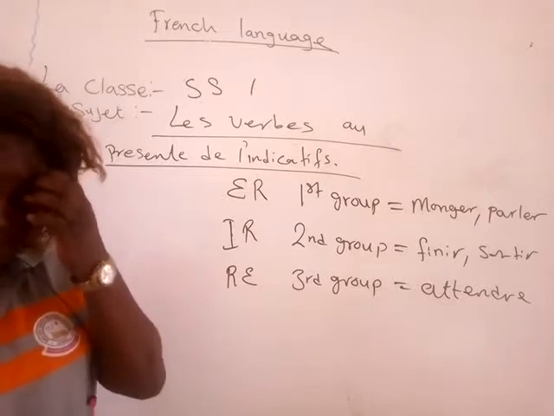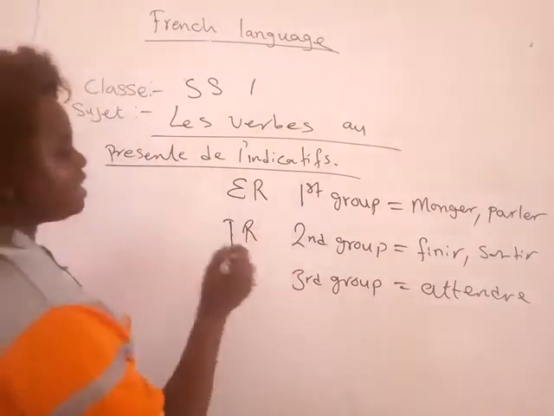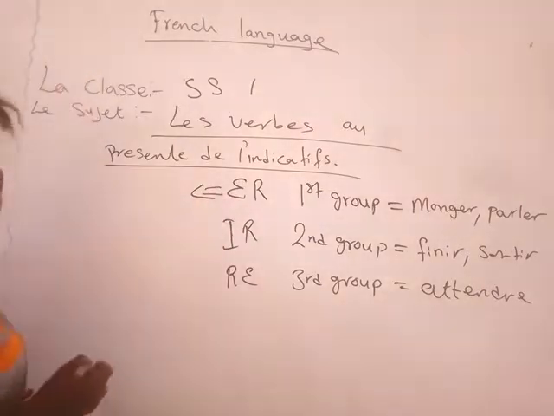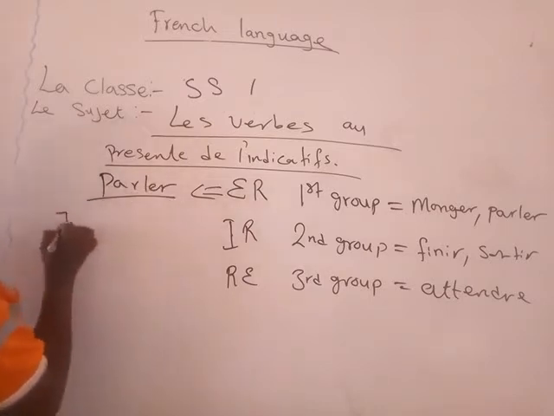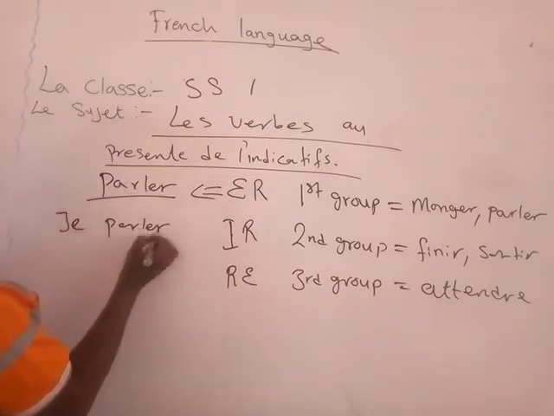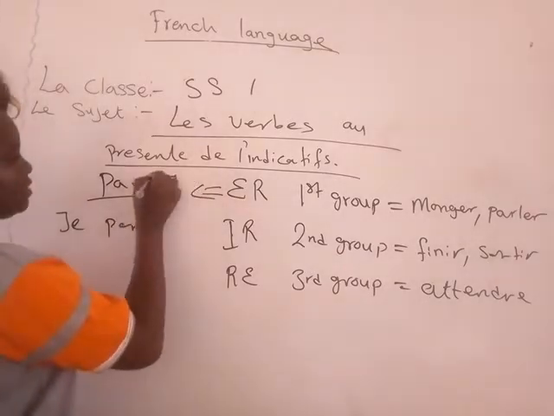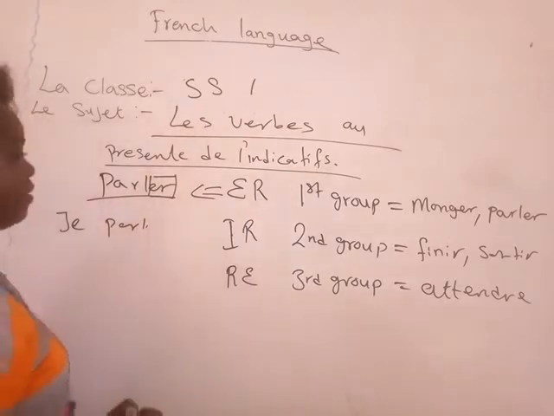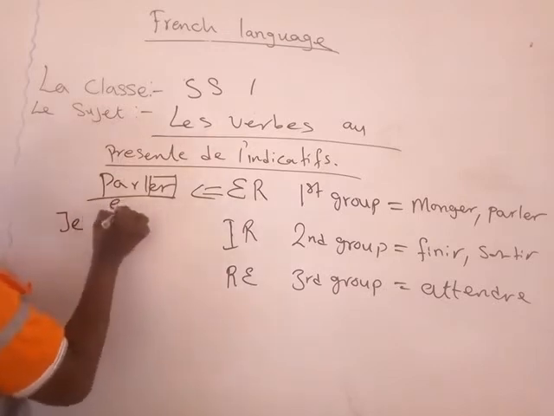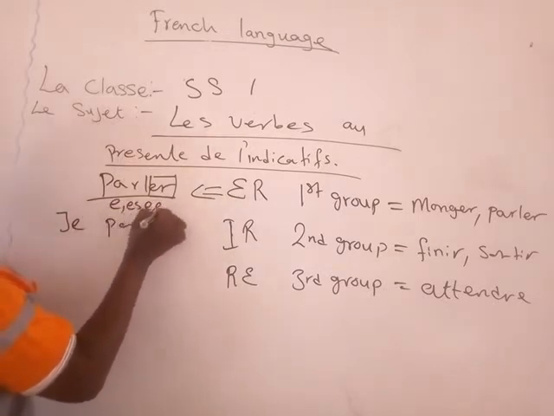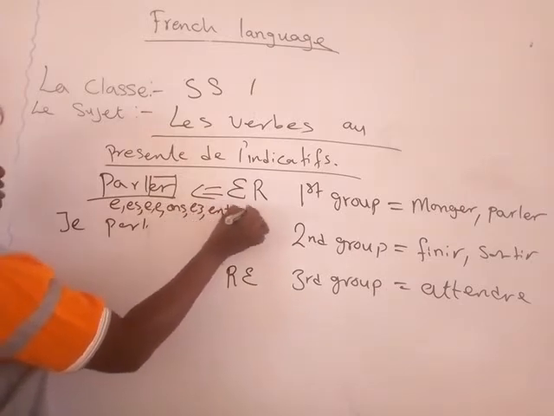Now, how do we conjugate verbs that end with ER? Let's take parler for example. Conjugation of parler in the present tense. The rule says we remove the infinitive ending, which is the ER, and we will now add the following endings: E, ES, E, ONS, EZ, ENT, ENT.